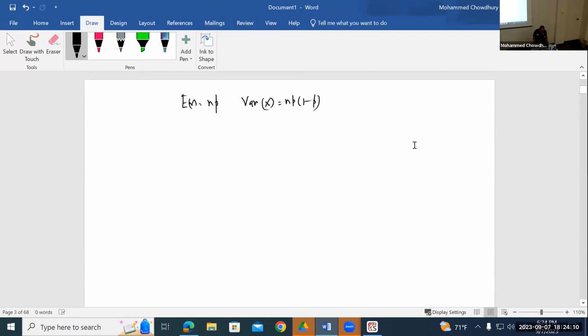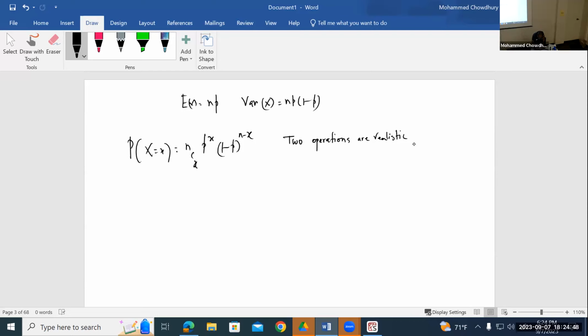Okay. Now take a look at that. This is our binomial distribution, C(n,x) p to the power x, (1 minus p) to the power n minus x. On these distributions, we will do two operations. Two operations we will do. And those operations are realistic operations.